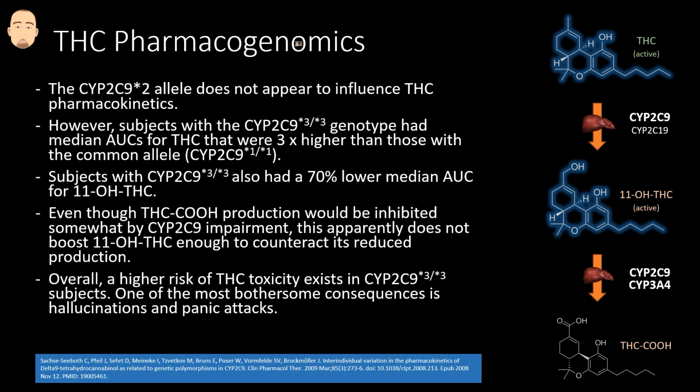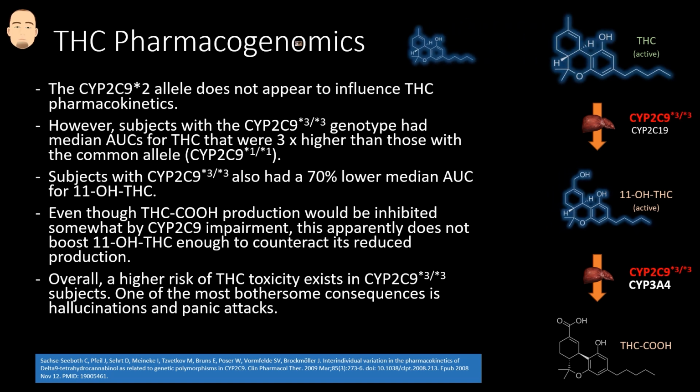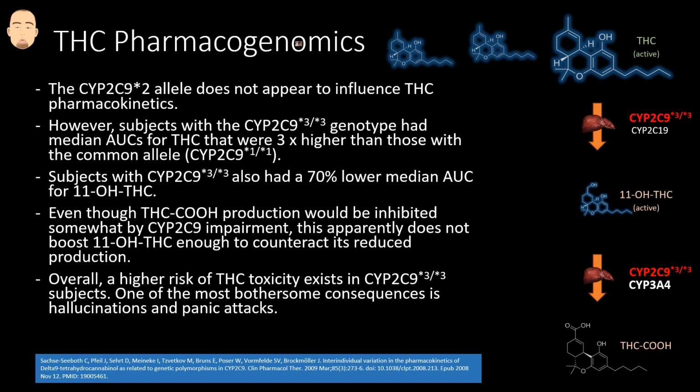And this is what it kind of looks like. The enzyme is mutated. We get a buildup of THC, less 11-OH. Even though that is active, it's overshadowed by the fact that we're elevating THC anyway, which is at least equal activity as the 11-OH. So we do get a higher risk of toxicity. Another way to look at it is it's taking us longer to get to the inactive metabolite. It's taking longer to shut off this activity.